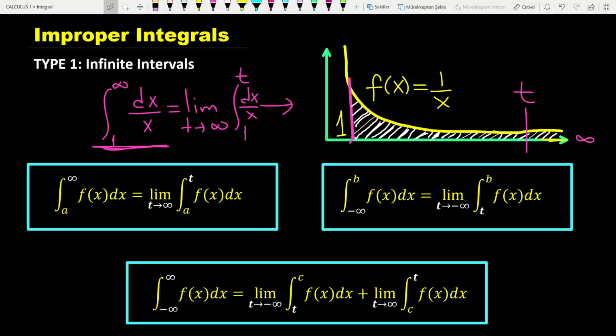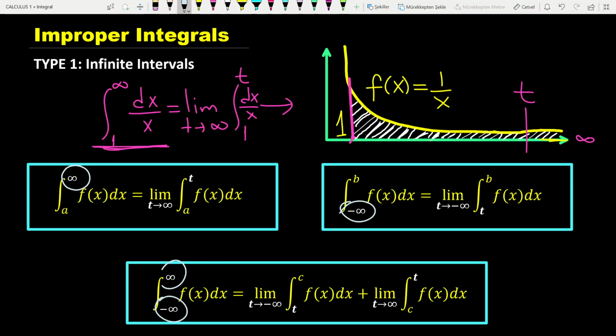An improper integral of type 1 is an integral whose interval of integration is infinite. This means the limits of integration include plus infinity, minus infinity, or both. Remember that infinity is a process: keep going and never stop. So infinity is not a number.